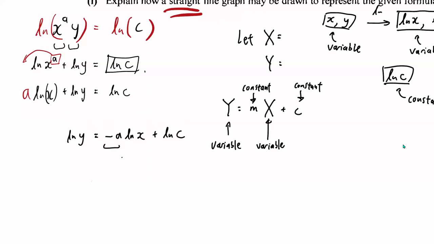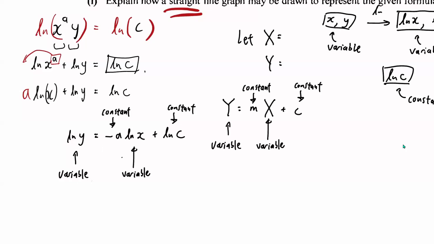That's it. Let me just copy the label. So there, ln y is a variable. And here, negative a is a constant. And there, ln x is a variable. And here, ln c is a constant. Can you see the pattern now?